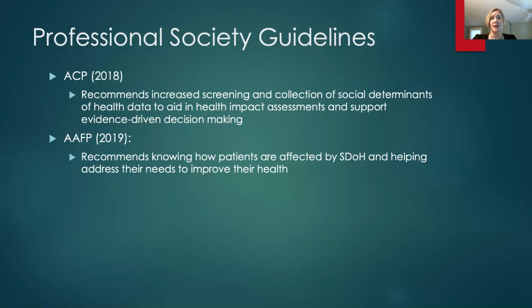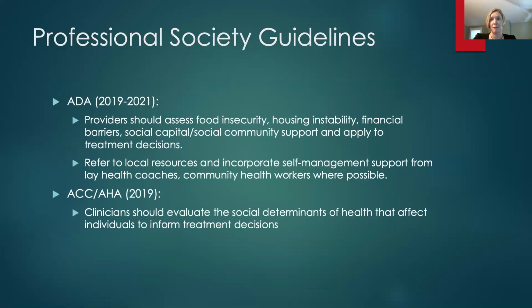So the ACP recommends increased screening and collection of social determinants of health data to aid in health impact assessments and support evidence-driven decision-making. The American Academy of Family Physicians recommends knowing how patients are affected by social determinants of health and helping to address their needs and to improve health. And the AAFP has assembled an implementation toolkit for how to do this, the Everyone Project.